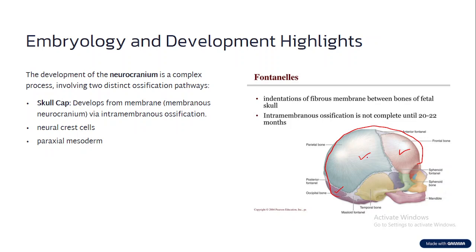There are two major cell groups or tissues which are present for embryology of the skull, or which are helpful in the development of the skull. First is the neural crest cells, and second is the paraxial mesoderm. So these three bones develop from the intramembranous ossification of neural crest cells and paraxial mesoderm.